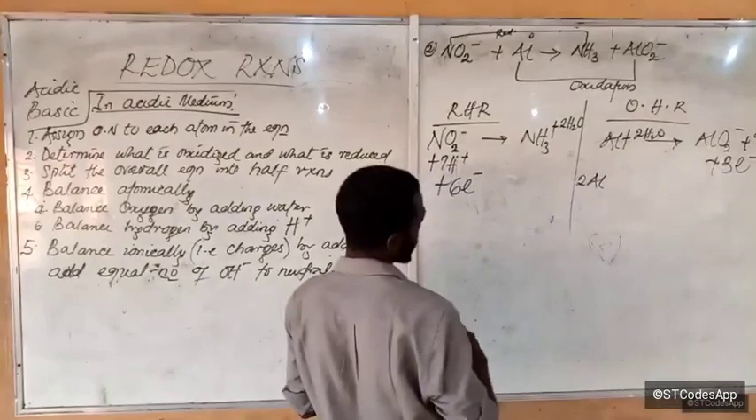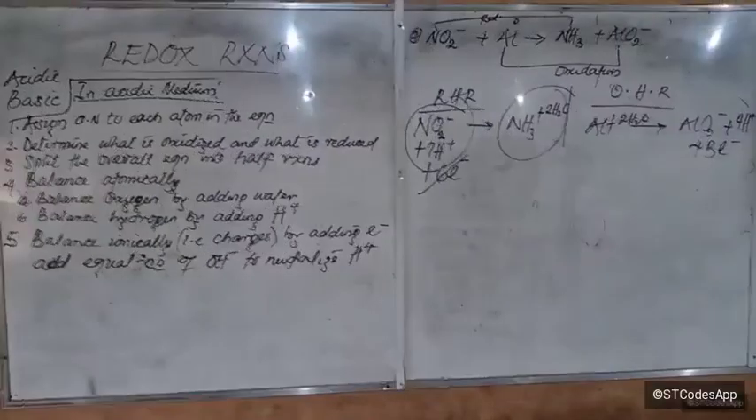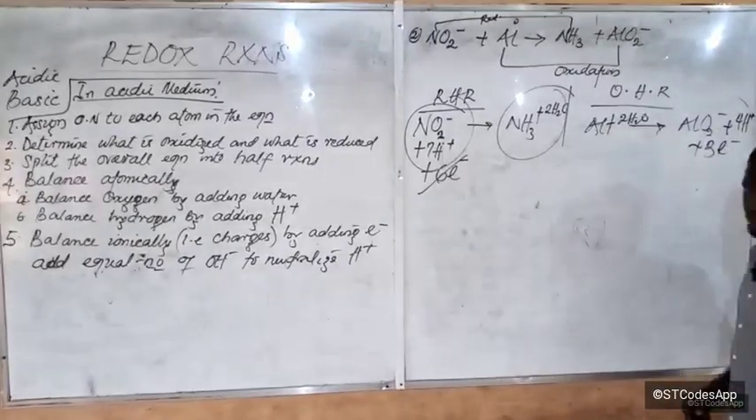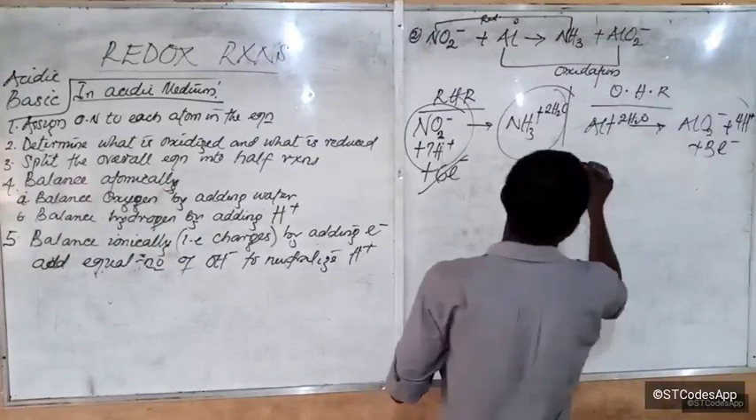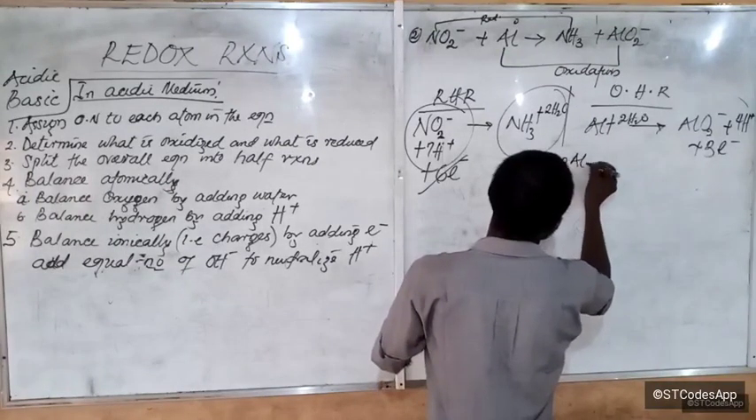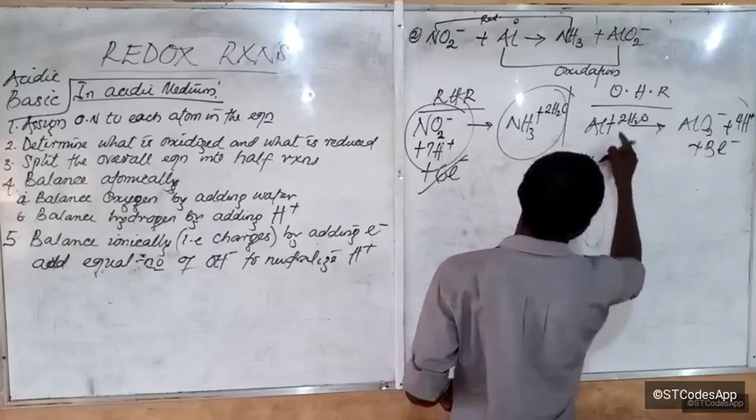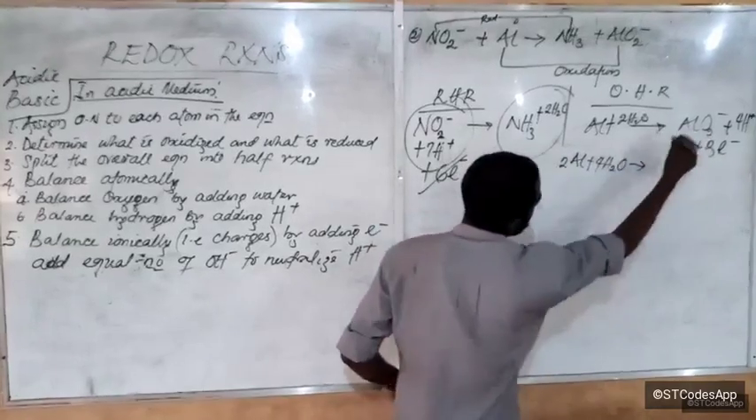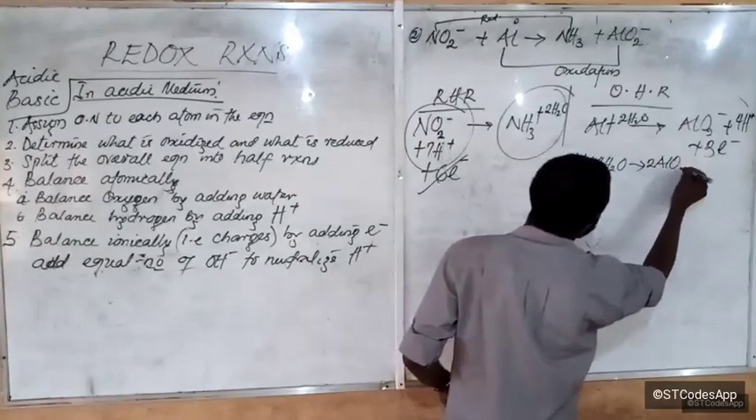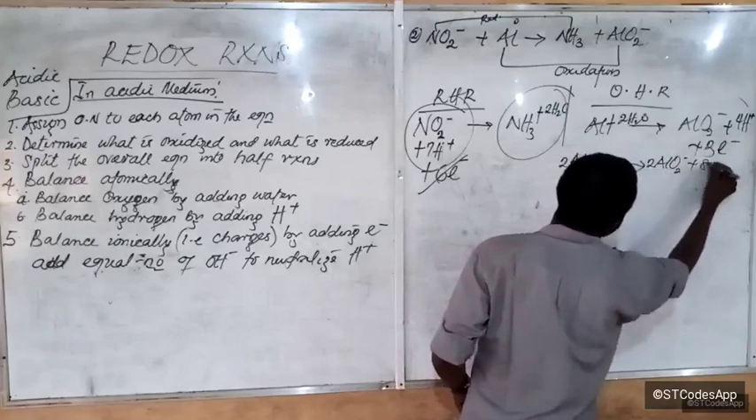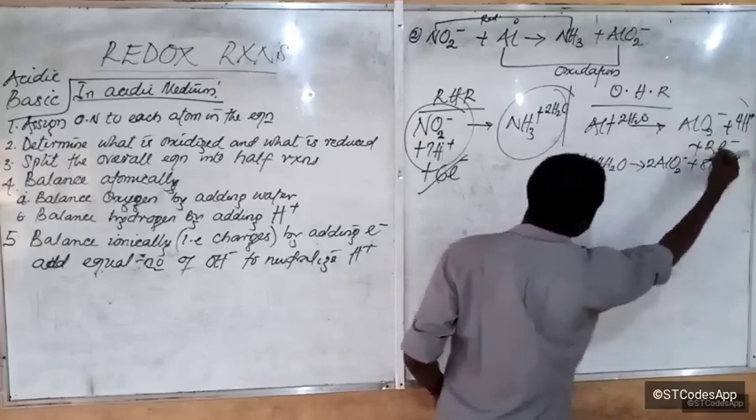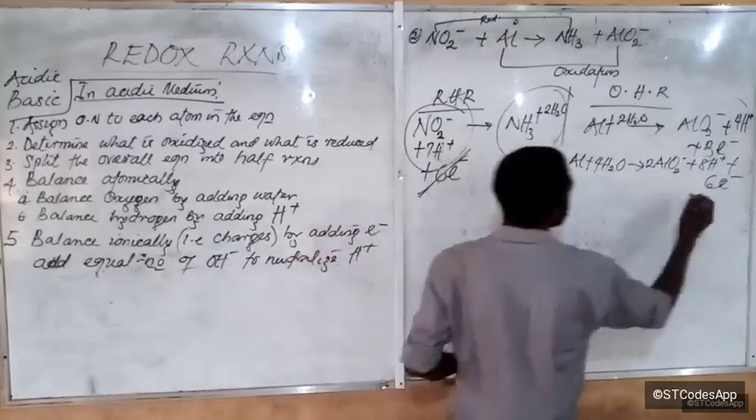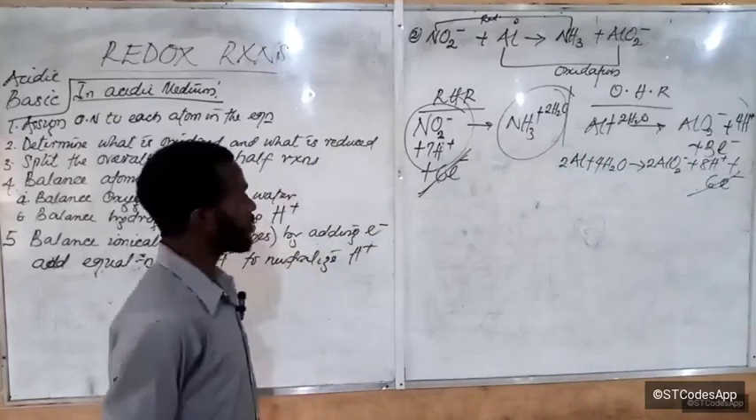So if we multiply everything here by 2, what we have is 2Al plus 4H2O to give us 2AlO2 minus plus 2 times this, 8H plus, 2 times this, 6e minus. So with this, we have an equal number of electrons, so this takes care of this. Is that okay?